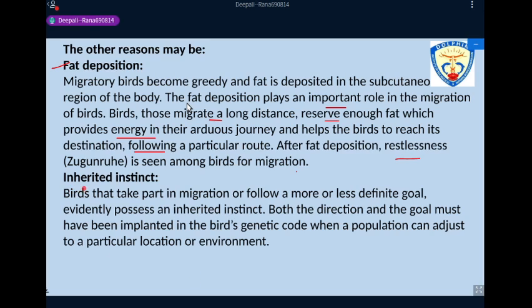The next one is inherited instinct, inherited from the parents. Birds that take part in migration or follow a more or less definite goal evidently possess an inherited instinct. Both the direction and the goal must have been implanted in the bird's genetic code when a population can adjust to a particular location or environment. I hope this is clear.